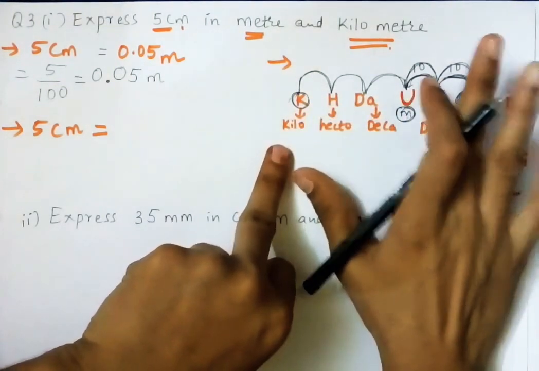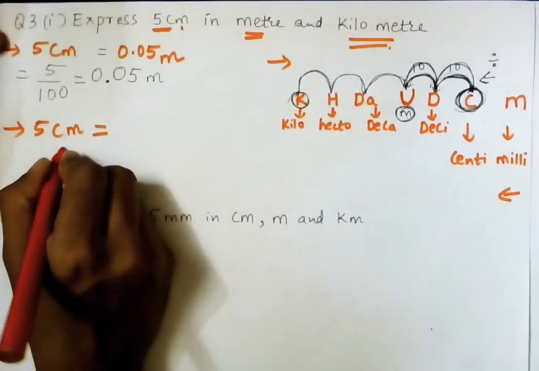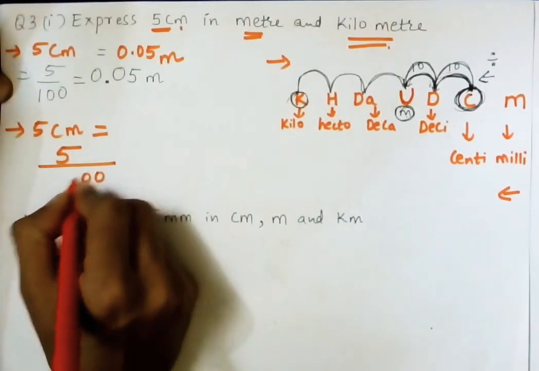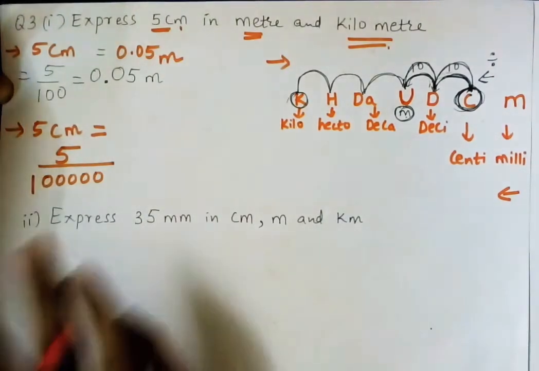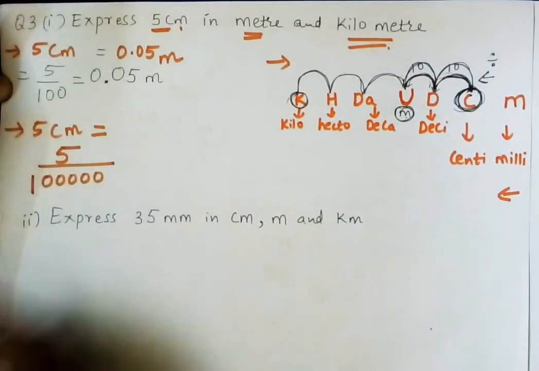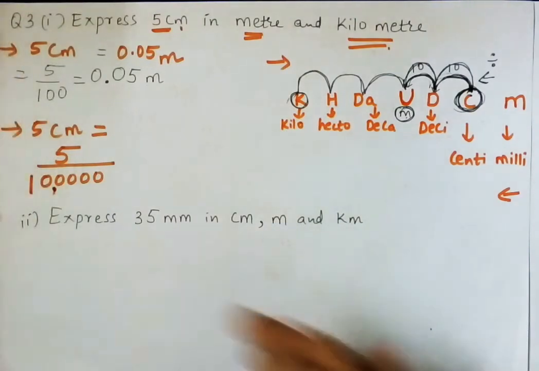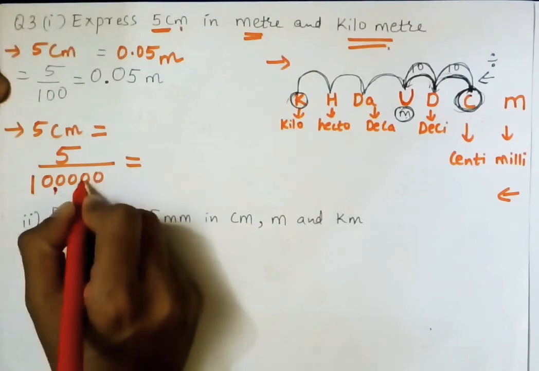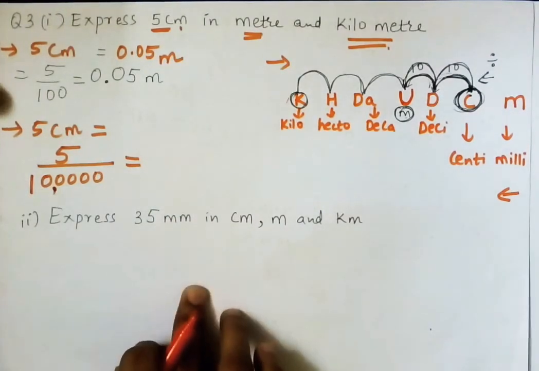So 5 zeros. How many zeros will we keep? 5 zeros. So now this will be 5 upon 1 followed by 5 zeros: 1, 2, 3, 4, 5 zeros. So you will divide this 5 centimeter by 1 lakh. Now you need to put the point, convert this to decimal. The point will be after 1, 2, 3, 4 and 5 digits. After 5 digits you will keep the point.